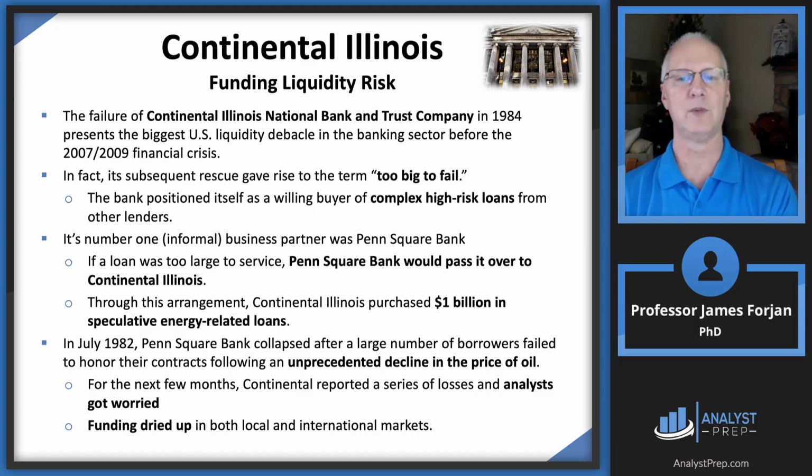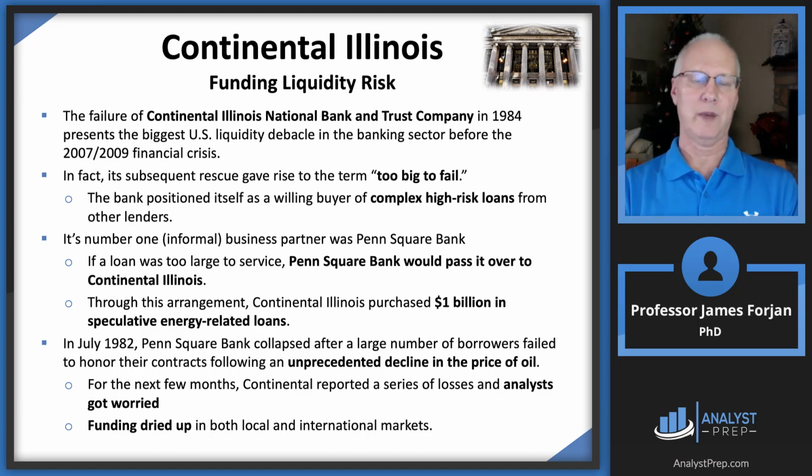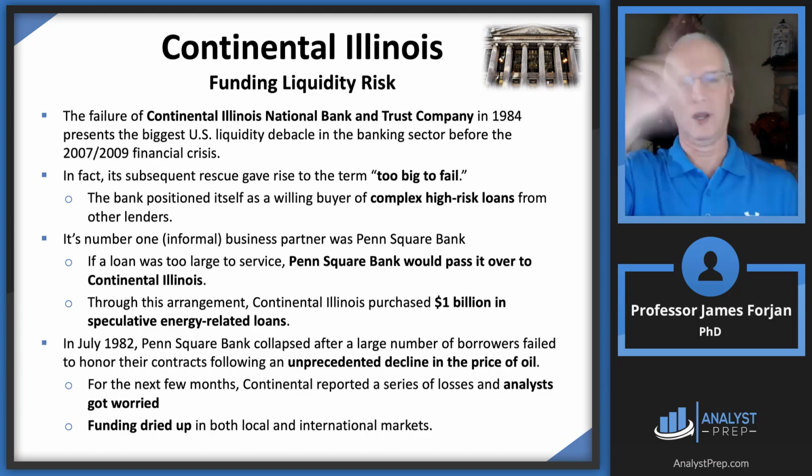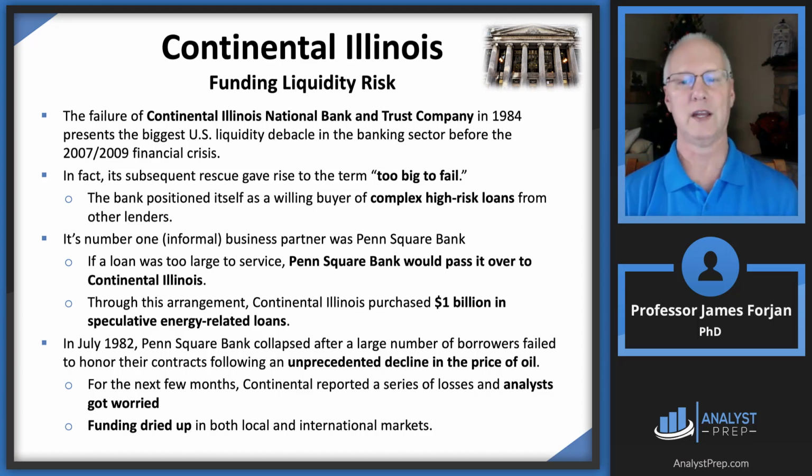So look at that second circle point there in the middle of the page. Through this arrangement with the Penn Square Bank, Continental Illinois purchased $1 billion in what are now known as speculative energy-related loans. Speculative because they relied on the price of oil. And we know from our previous discussions that the price of oil goes like this, right? It goes like this, over extended time periods. That's why oil futures contracts are so popular with companies like ExxonMobil and Southwest Airlines.